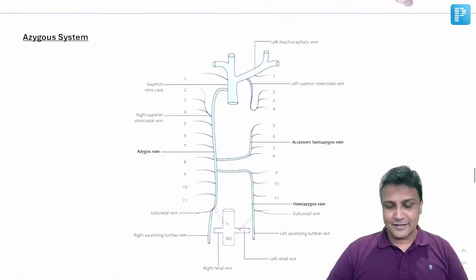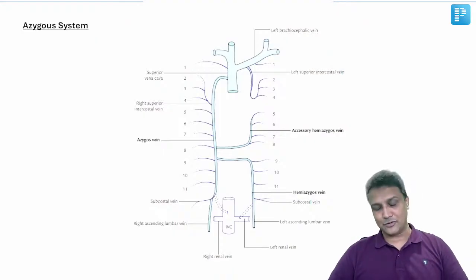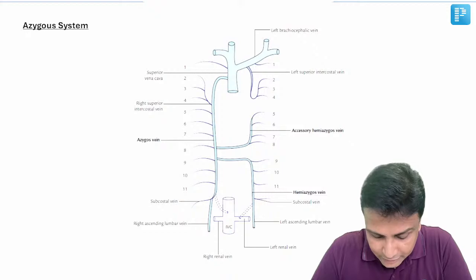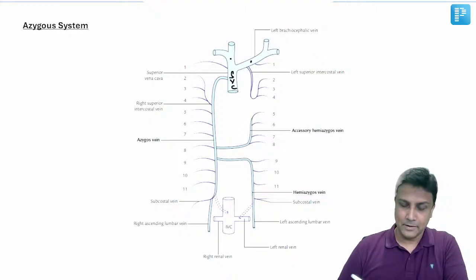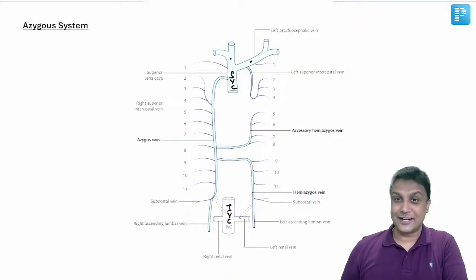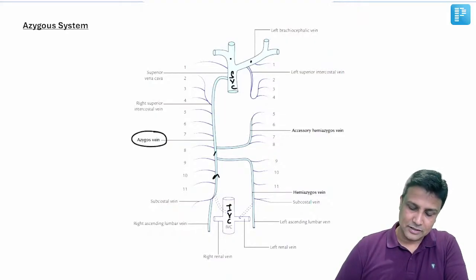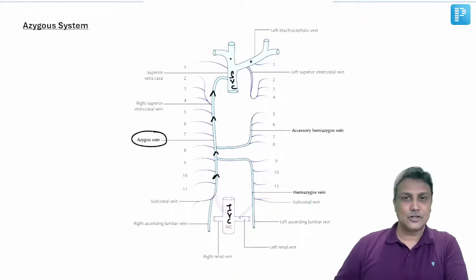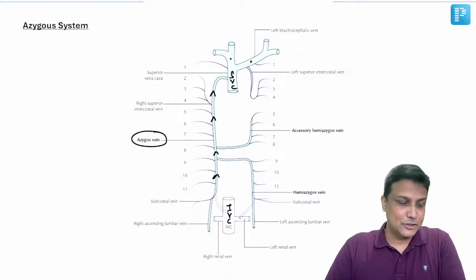Now, your INI-CET examiner is very much a fan of this azygous system also. Many times the question will be asked from here. Now, in this diagram, you're able to see this is the superior vena cava here, and it is going to be formed by the union of the right brachiocephalic vein and the left brachiocephalic vein. Below here, this is your inferior vena cava. What about the azygous vein? Azygous vein is unpaired, single, and it is going to pass from the right side. So it's going to move up, up, up, then take a turn, and drain into the superior vena cava.